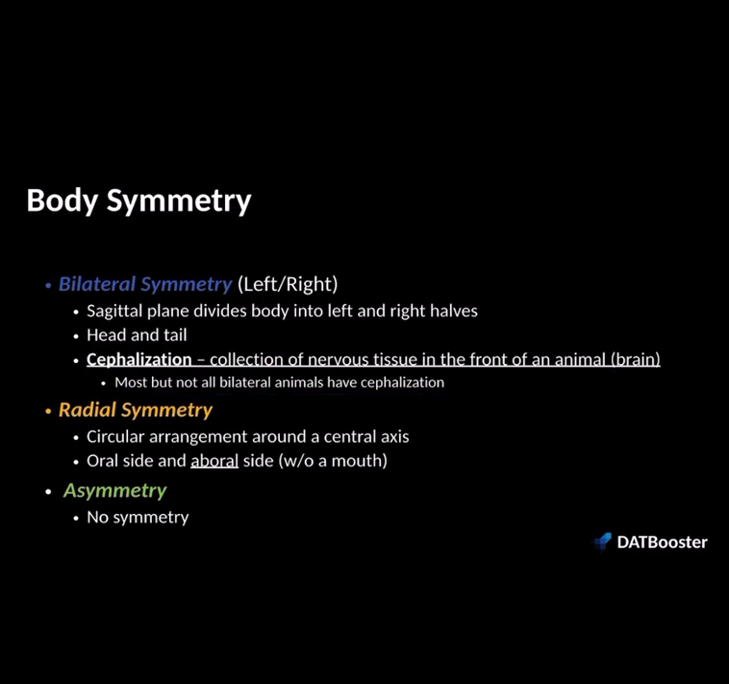The next is radial symmetry. So think of a tire, where you have a circular arrangement around a central point or central axis. And with radial symmetry, you're going to have 2 sides of the organism known as an oral side and an aboral side, which means without a mouth. So you're going to have one side with the mouth, one side without the mouth. Then again, asymmetry is just no symmetry. There are no planes of section where you could divide that organism and have symmetry on both sides of that plane.